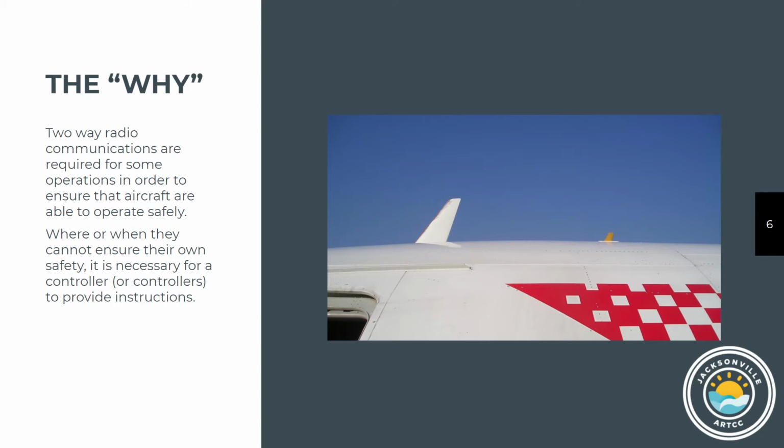Why? That's so that aircraft can operate safely and we can complete our mission of keeping aircraft separated, national security, and keeping them moving efficiently through the airspace. Where or when they can't ensure their own safety, that's where the controller comes in. And in VATSIM, obviously we don't have to worry about airspace collisions too much, but we still take it seriously and we still treat it as real world. Many of our pilots, when they get into two-way communication with the controllers, some of them are real good about doing their own spatial separation, but many times we're the only people keeping them separated.